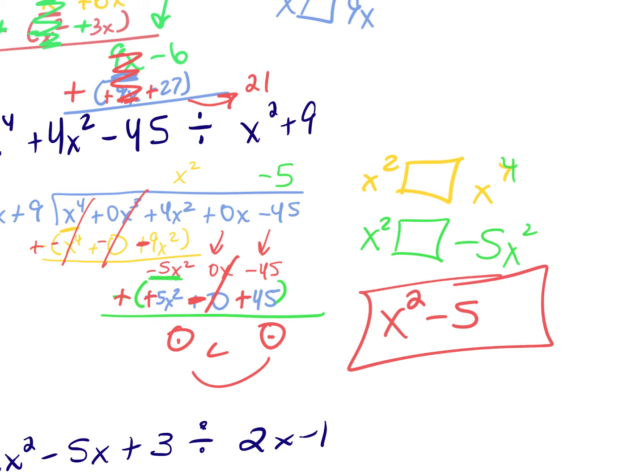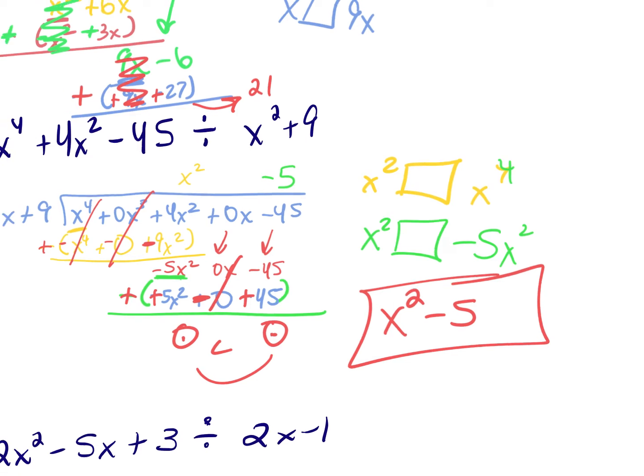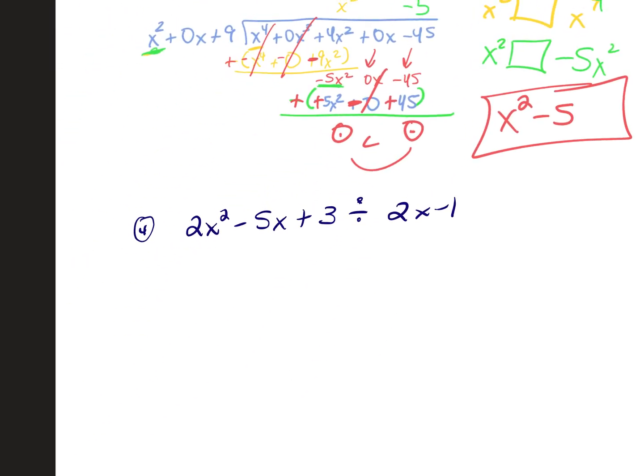Perfect. If it goes in nice and easy or evenly and you have 0 as a remainder, that is perfectly fine. That just means it's a factor. We'll talk more about that. We're going to use those terms after Thanksgiving break. But right now we're just focusing on division. All right, let's look at the next one. How's this one a little different from the ones we just did?